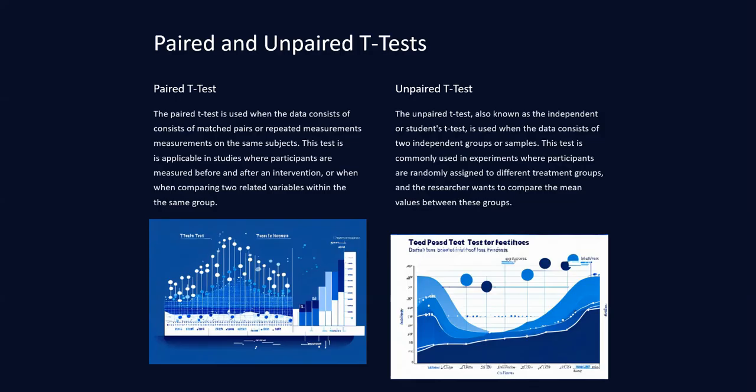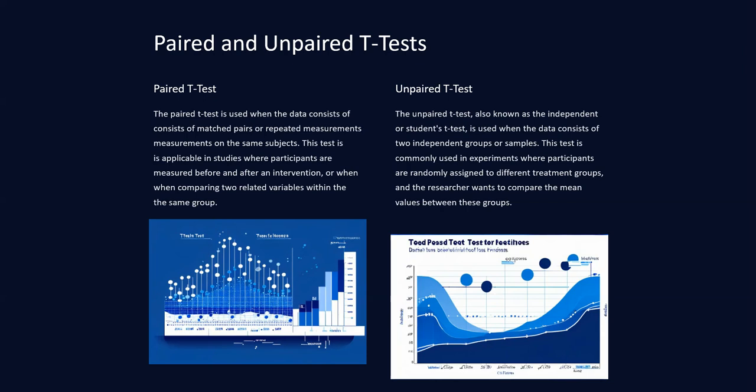Then the paired and unpaired t-test. In the paired t-test, the data consists of matching pairs or repeated measurements on the same subject. The test is applicable in studies where the participants are measured before and after an intervention.